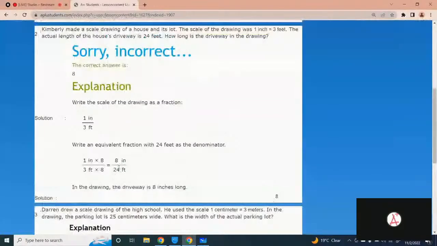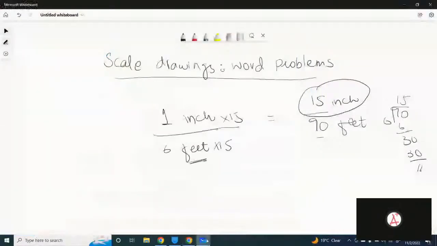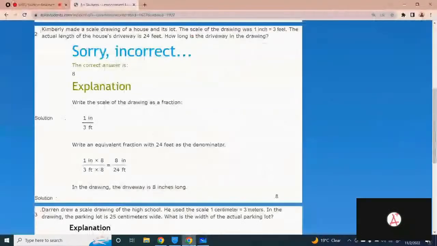Kimberly made a scale drawing of a house and lot. The scale of the drawing is 1 inch to 3 feet. Okay, 1 inch to 3 feet. Then the actual length of the house driveway is 24 feet. How long is the driveway in the drawing?